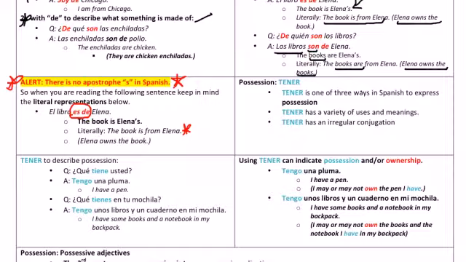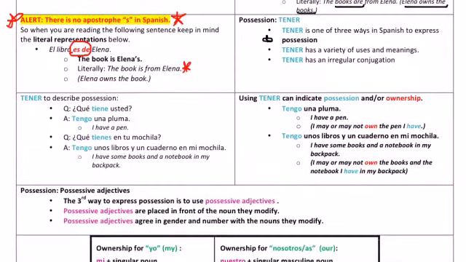Moving right along, we have tener. Tener is one of three ways in Spanish to express possession, and I like to call it current possession. It has a variety of uses and meanings. We've used it for age, and we've also used it for ¿Qué tienes en tu mochila? And so we have here, ¿Qué tiene usted? Tiene una pluma. Tengo una pluma. ¿Qué tienes en tu mochila? Tengo unos libros y un cuaderno en mi mochila.